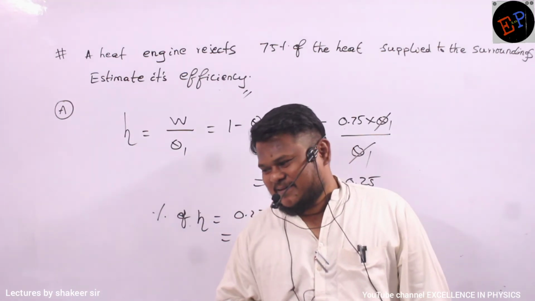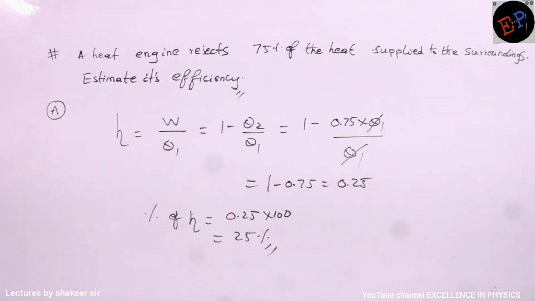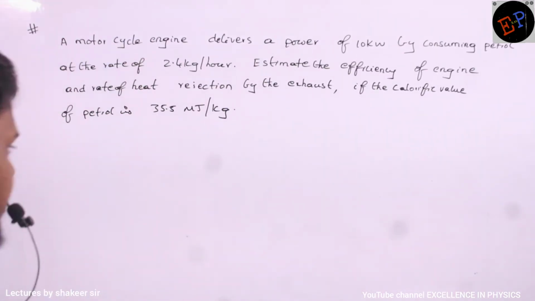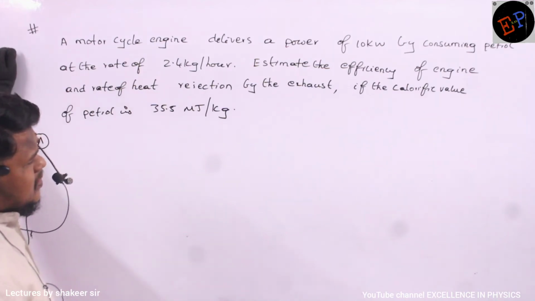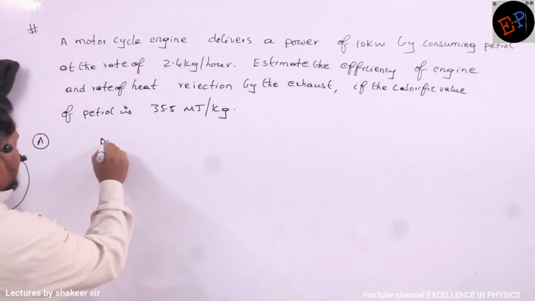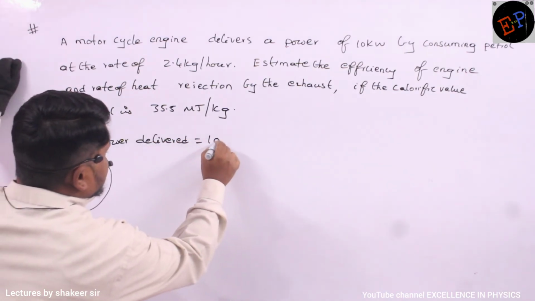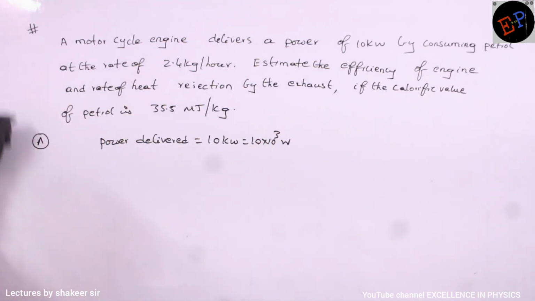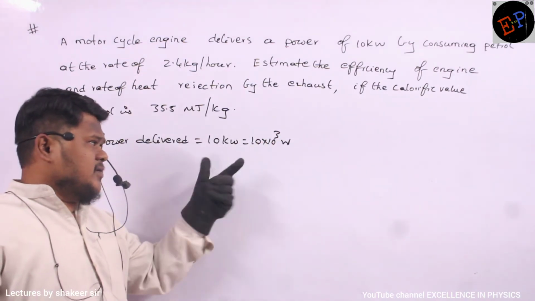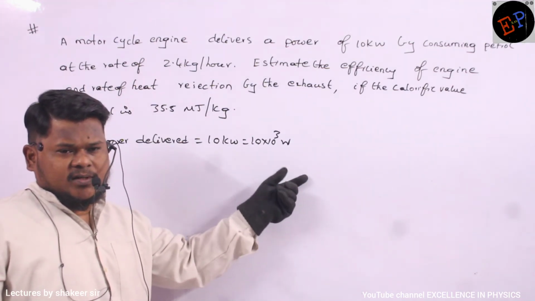Okay, that's it. So let us see this question. A motorcycle engine delivers a power of 10 kilowatts. So the power delivered is 10 kilowatts, or I can write 10 into 10 power 3 watts. It is written in kilowatts, but kilowatt is not the SI unit. Watt is the SI unit of power. In units and dimensions, all this you have studied, no?